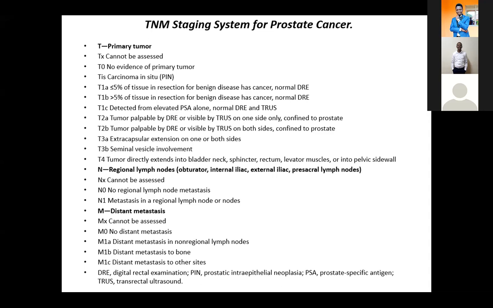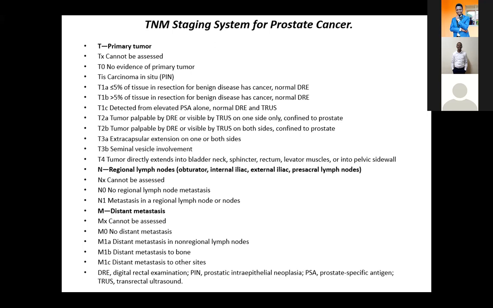If this cancer is detected by elevation of PSA alone, with a normal digital rectal exam and normal TRUS, then you should consider it as 1C. And then T2 is cancer that is limited in the prostate, and it depends whether it is in one lobe, whether it is in both lobes, and how much is in one lobe. You read about these things. Then T3 is extracapsular extension. And 3A, you can have extracapsular extension on one or both sides, but 3B involves the seminal vesicles. And of course, T4 extends into the bladder neck, the sphincter, rectum, levator ani muscles, or even the pelvic wall.